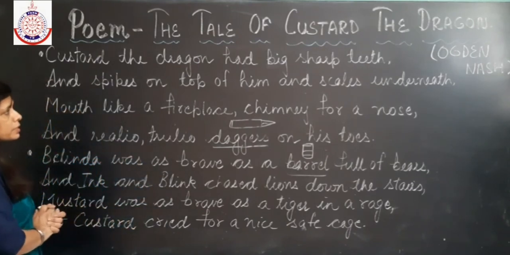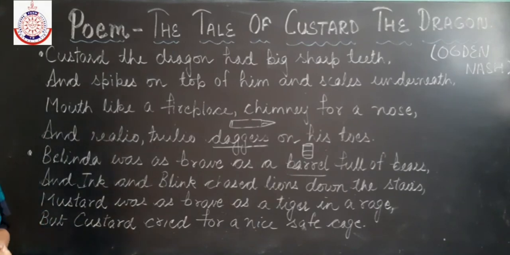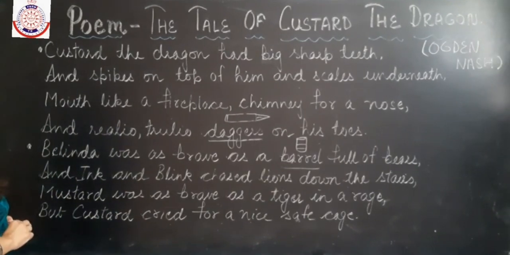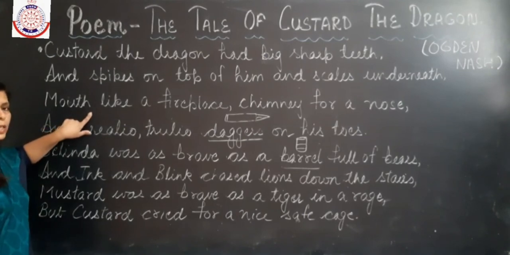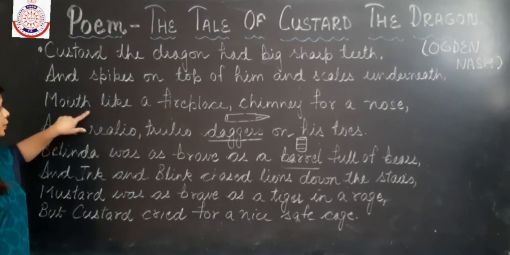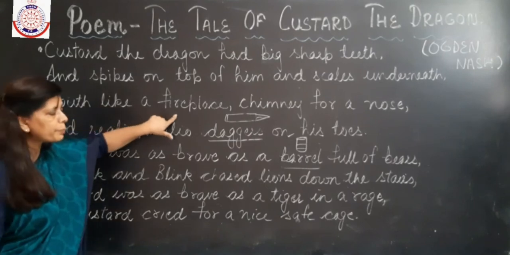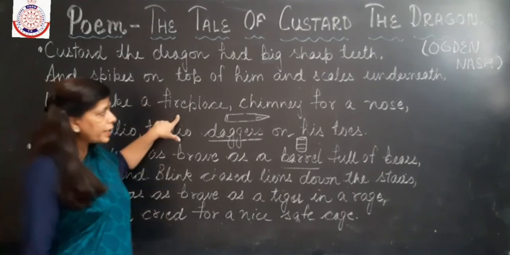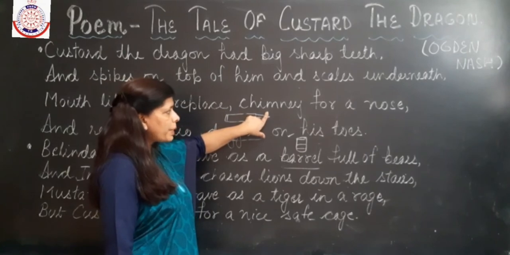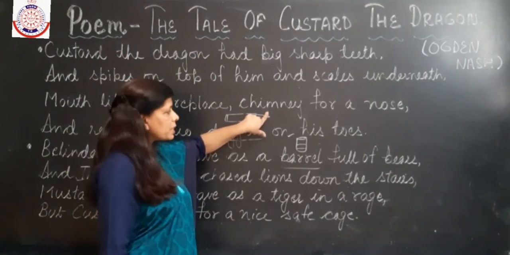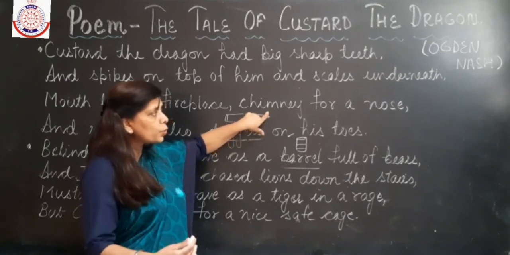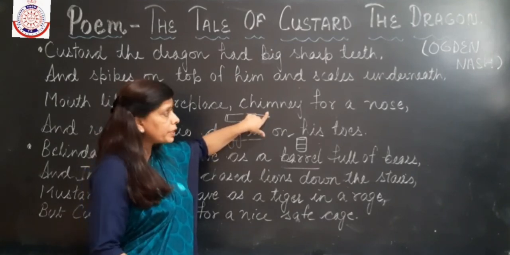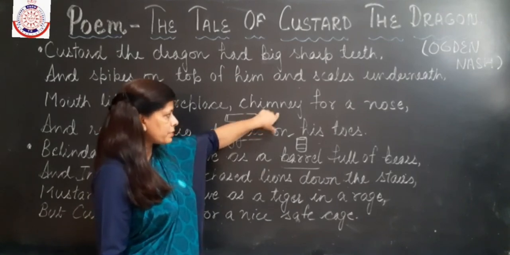Now let us discuss the poetic devices which have been used here. In the third stanza, the poetic devices used are, one is simile. Simile is comparison using as or like. So here it is written mouth like a fireplace. So simile has been used. And then here metaphor has been used. Metaphor is comparison but without using like and as. So here it means nose like a chimney, but they have written chimney for a nose. So here it is metaphor.